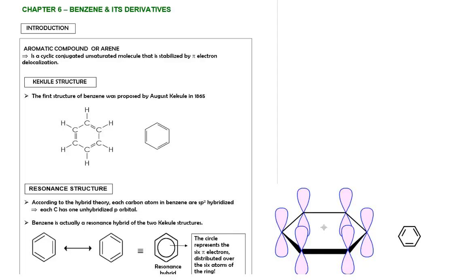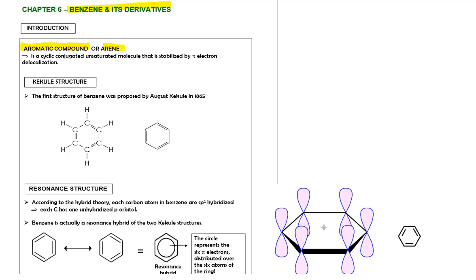Okay, chapter 6, benzene and its derivatives. Benzene is an example of an aromatic compound, also known as an arene. Benzene is only one example; there are so many aromatic compounds, and one of them is benzene. So, what is an aromatic compound?